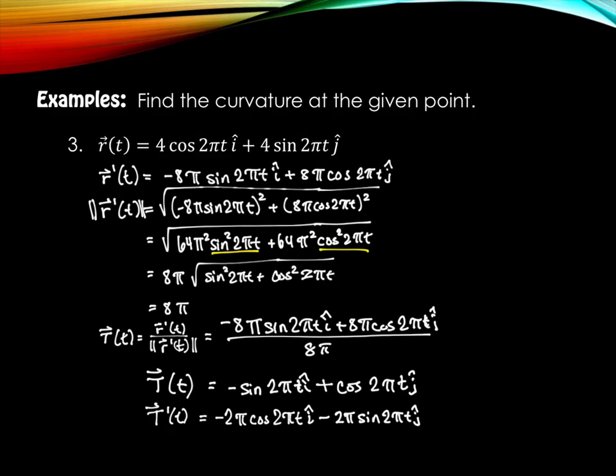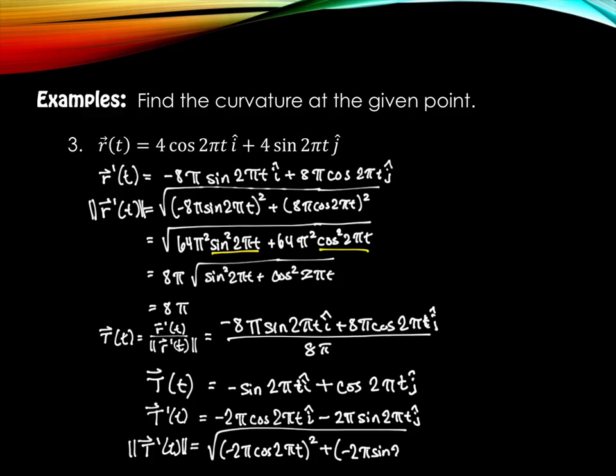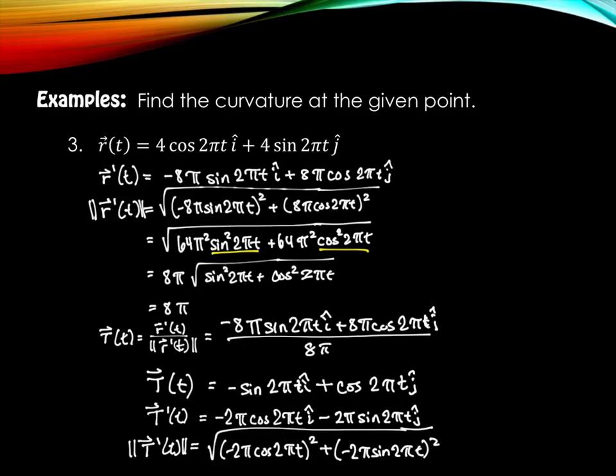Alrighty then. And we're supposed to find the magnitude of that, correct? So we need the magnitude of T prime of t. So we have the square root of negative 2 pi cosine of 2 pi t squared plus negative 2 pi sine of 2 pi t squared. Let me just shift this over.